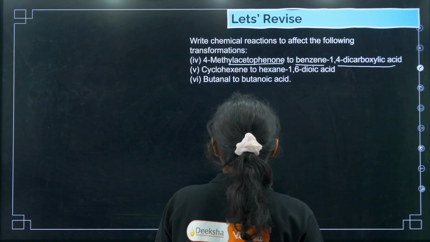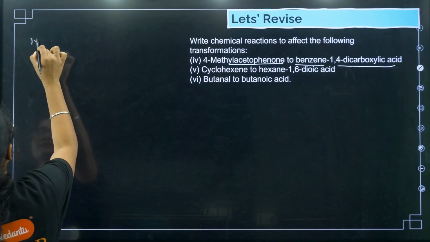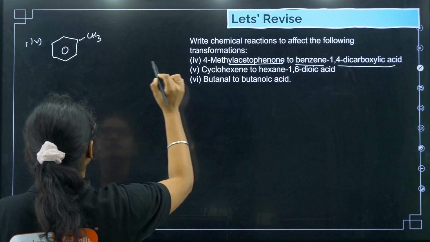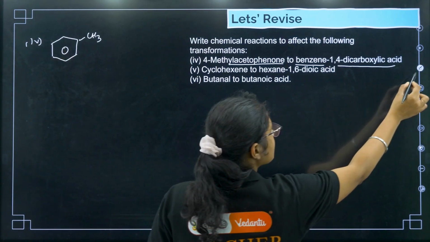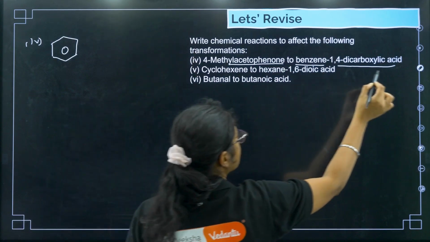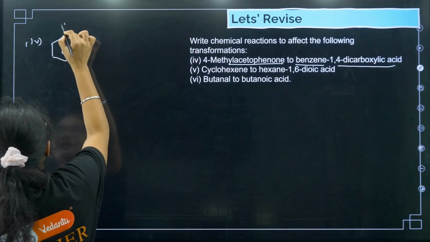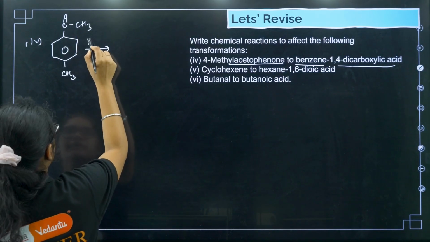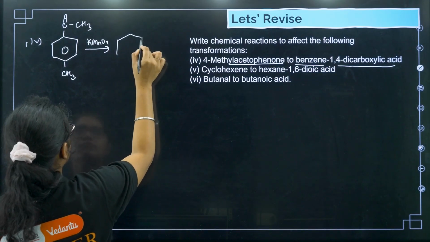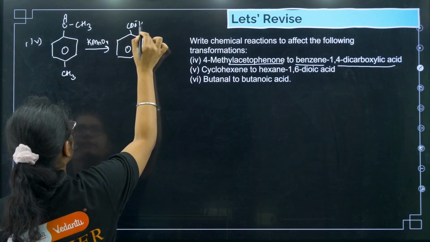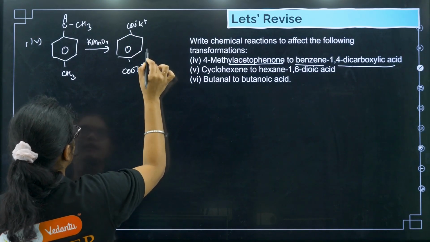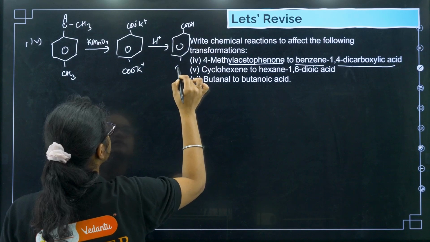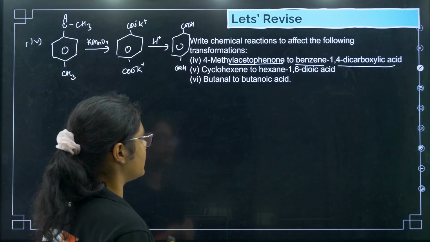acetophenone to benzene-1,4-dicarboxylic acid. So the fourth one we have here is 4-methylacetophenone. I can write it in this way. So we have 4-methylacetophenone, and then you can just treat it with KMnO4. KMnO4 will convert this one to COO minus K plus, and this one also to COO minus K plus, and then just treat it with H plus, and we will get COOH here and COOH here. So that is your benzene-1,4-dicarboxylic acid.